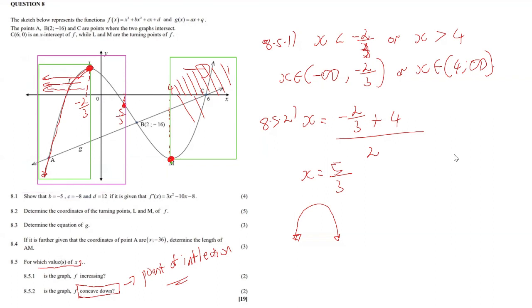So mathematically, how are we supposed to write that? We are supposed to say the graph of f is concave down when x is less than 5/3. And that's your solution, right? So that's how you were supposed to tackle this question for a total of 19 marks. So make sure that you play the video as many times as possible and try to understand the approach that I took into solving this question.